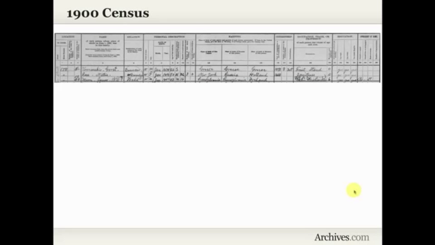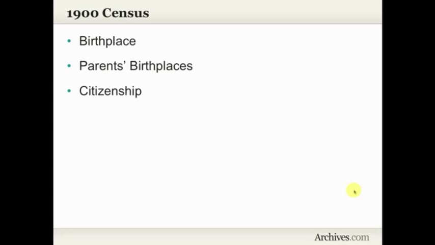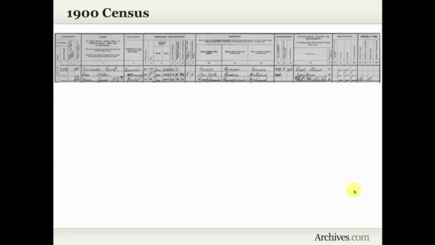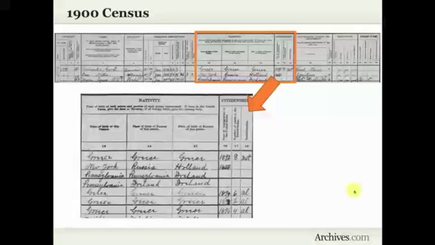The next section of the 1900 census will talk about the person's birthplace, their parents' birthplaces, as well as some questions about citizenship. And that's this middle section here. So here we have the person's birthplace, father's birthplace, and mother's birthplace. And for citizenship, they're asking questions about the year that the person immigrated to the United States, how many years they've been in the United States, and then a question about naturalization.